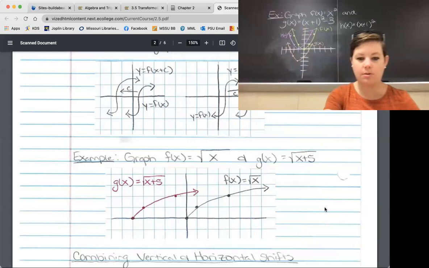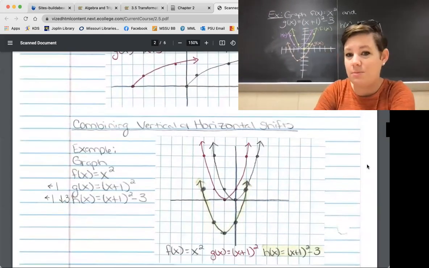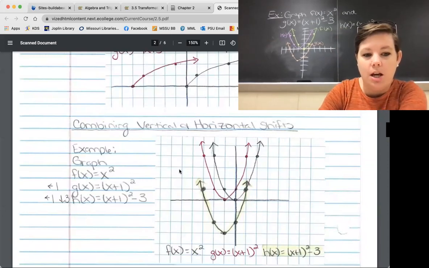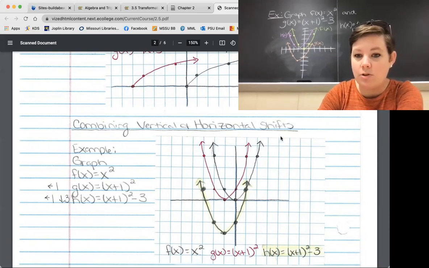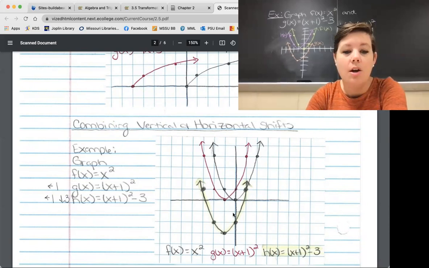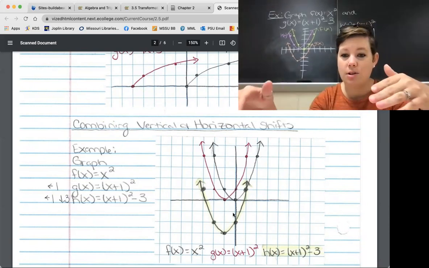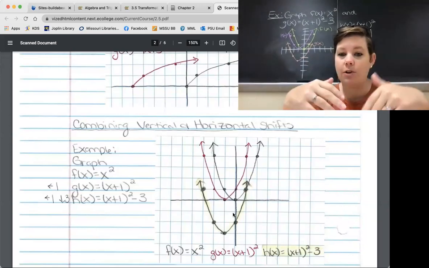In my notes, I used graphing paper so I could show you this middle step as well, where I graphed the original just in pencil. I graphed the horizontal shift in the red pen, and then I highlighted the final answer, the final shift that includes the vertical shift. So if you're doing both vertical and horizontal, always do the horizontal first and then do the vertical.